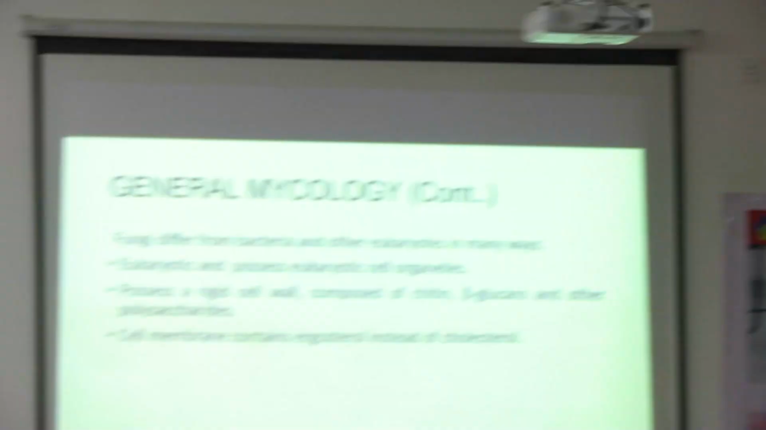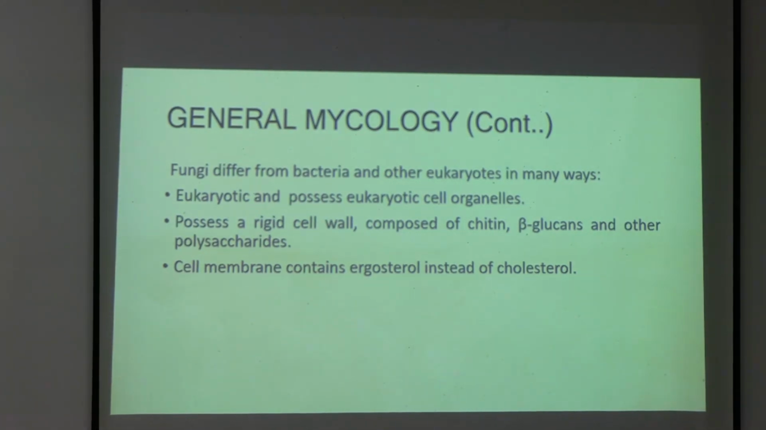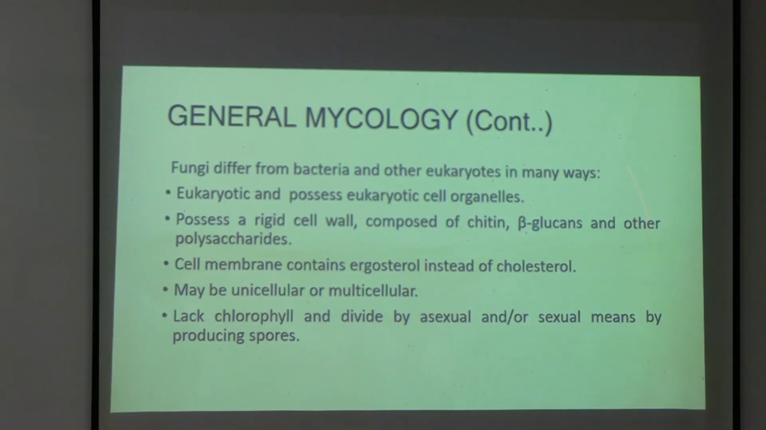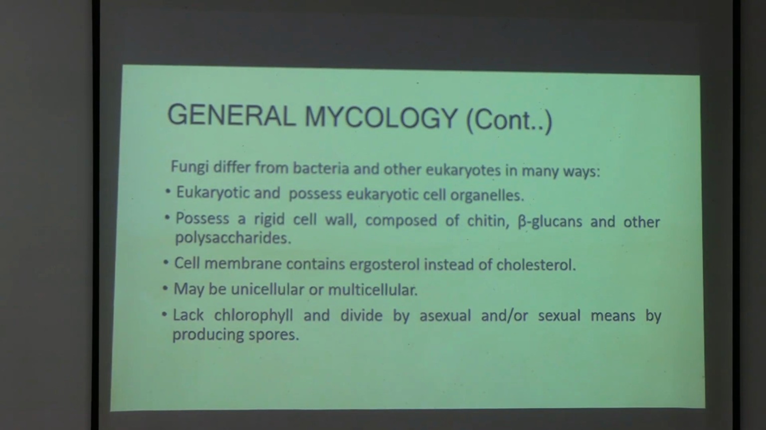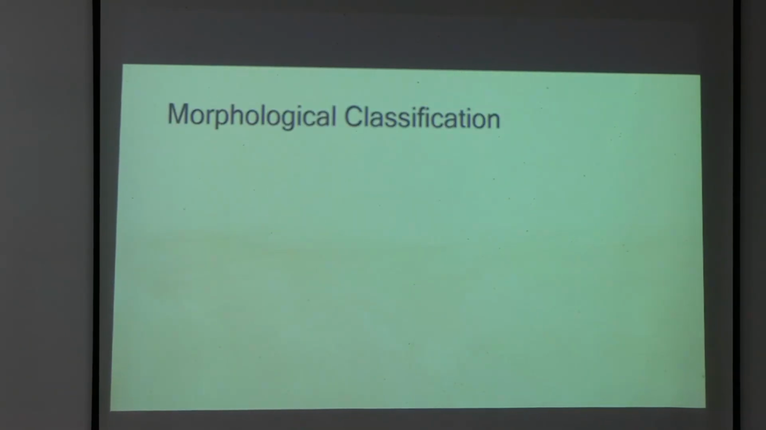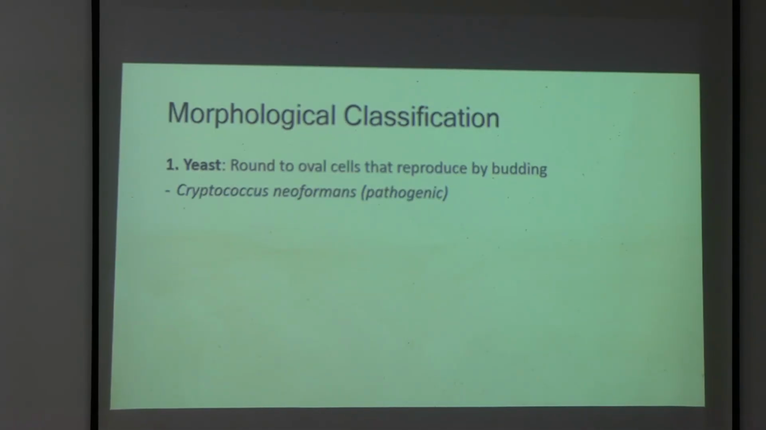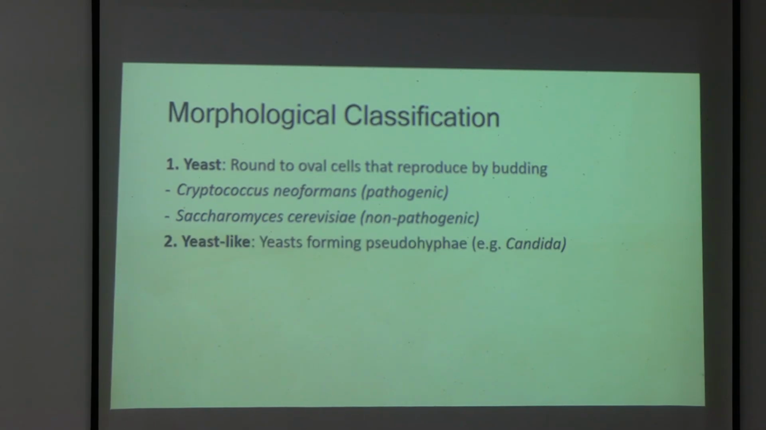The cell membrane contains ergosterol. Fungi can be unicellular or multicellular. They lack chlorophyll. They divide by asexual or sexual means by producing spores. So how do we classify? One is morphological classification. Yeasts are round or oval cells. They reproduce by budding. You must know one example of each. Examples are Cryptococcus neoformans and Saccharomyces cerevisiae.